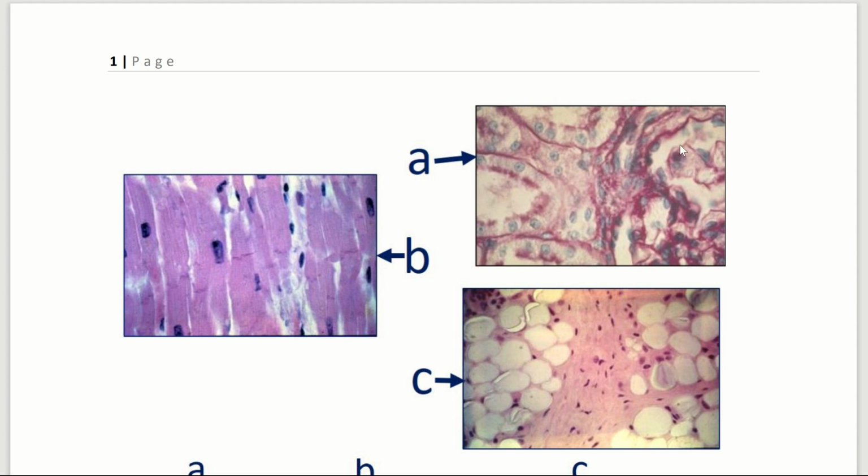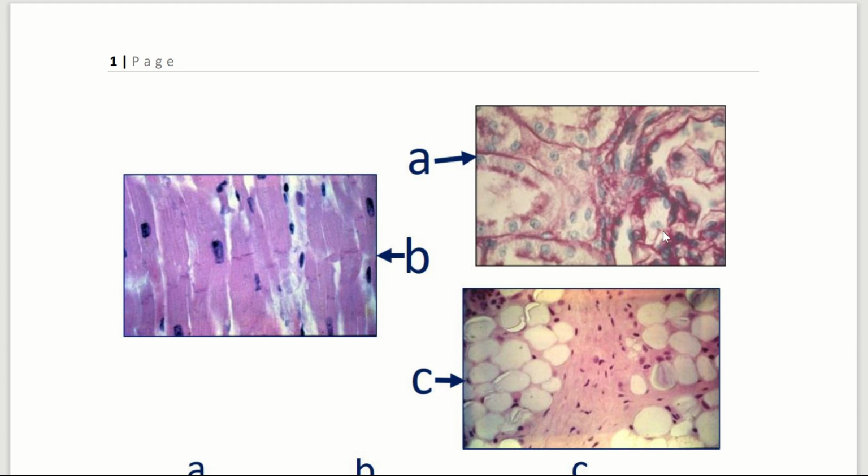So if you look, A is pointing to that example we had of epithelium, right? So this is in the kidneys, and we haven't really covered the kidneys yet, but this was that example of simple squamous epithelium in the kidneys. And so this is an example of epithelium. That's one of our 4 big tissue types.